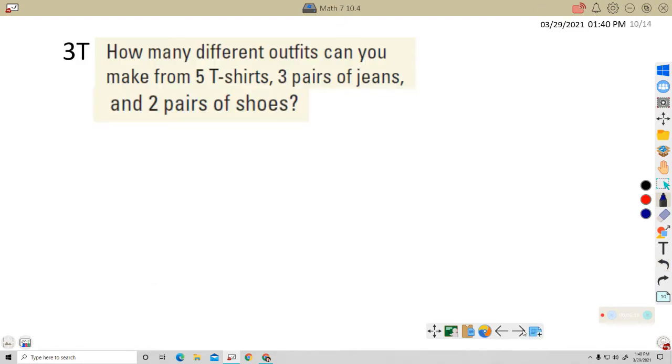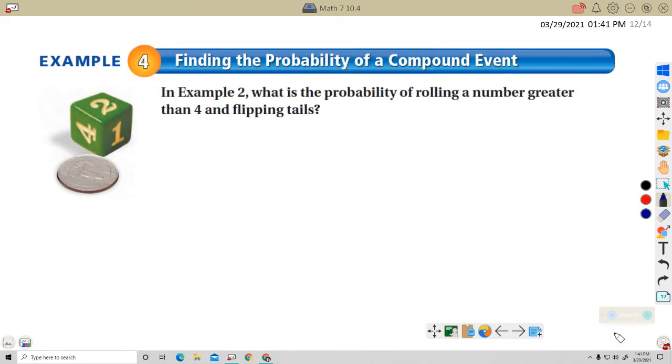Okay, try and answer this question. How many different possible outfits can you make from 5 t-shirts, 3 pairs of jeans, and 2 pairs of shoes? Go ahead and pause it, figure that out, and join me on the next.